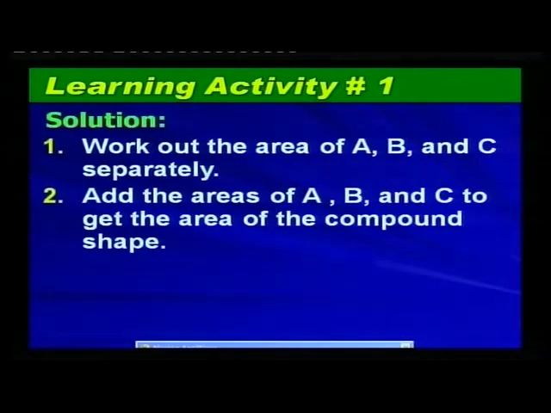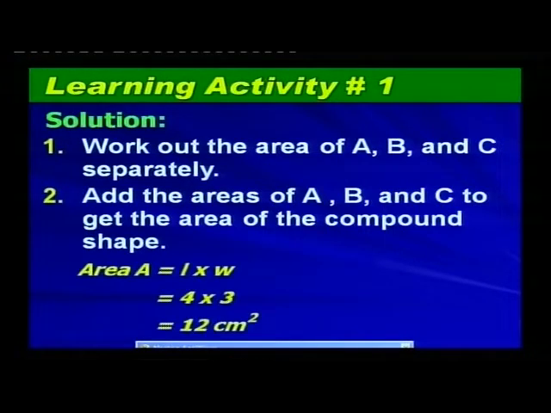So when you work out the area, we will go through that later. Step number one, label each of these letters. Step number two, you add the areas of A, B, and C to get the area of the compound shape. We have gone through the shape and the measurement. Let's now have a look at the working out.